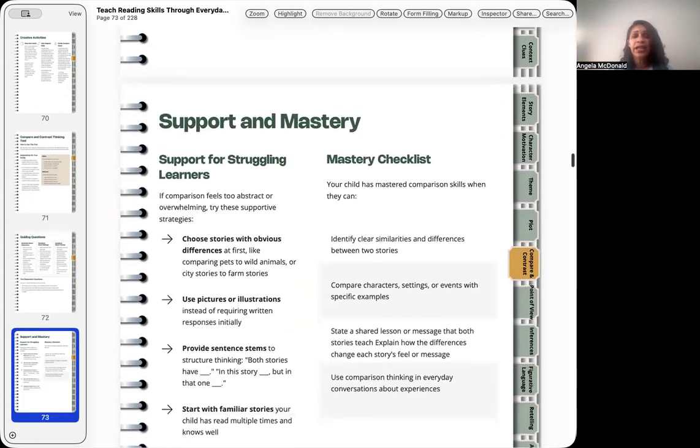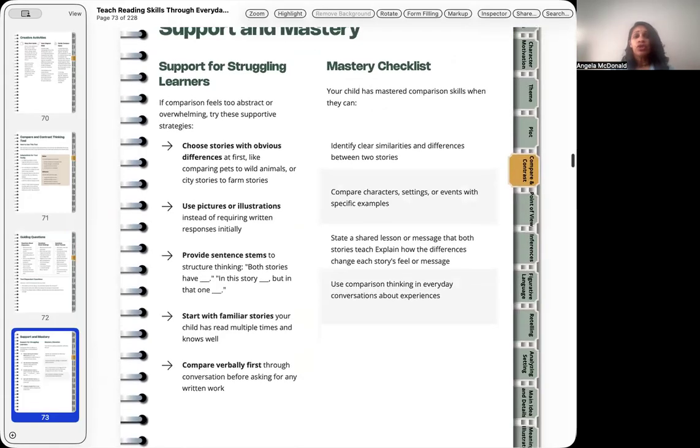If you have a child that struggles, choose stories that have obvious differences. Like I know that sometimes my daughter picks most of the things that we do, but I'm going to go and look at an episode or pick something that I know connects to maybe something we're doing, to make it more obvious for her when I'm introducing it, until we get into something a little deeper.